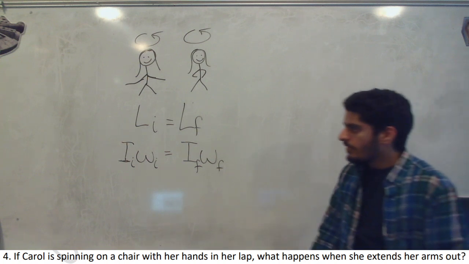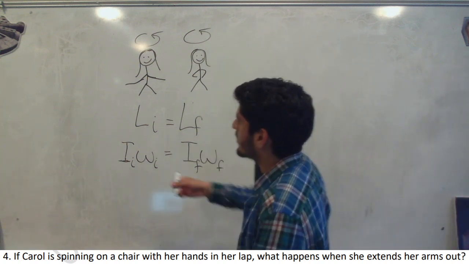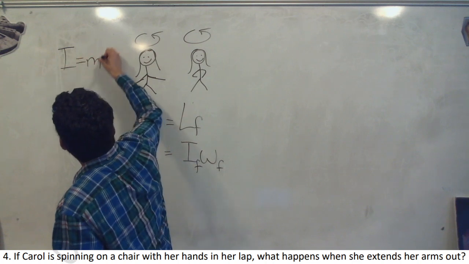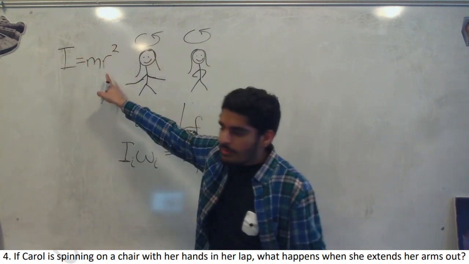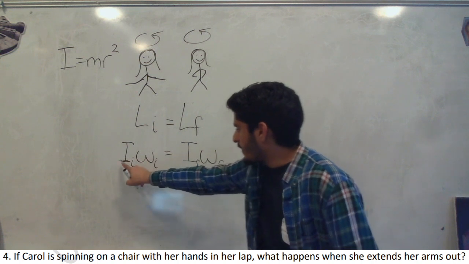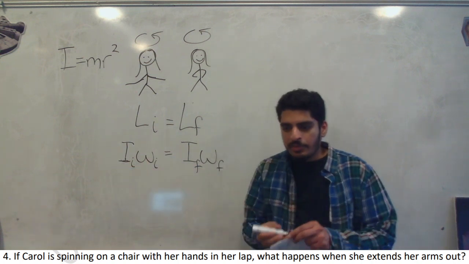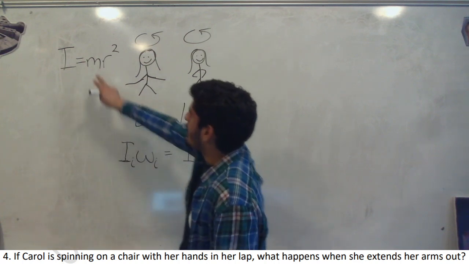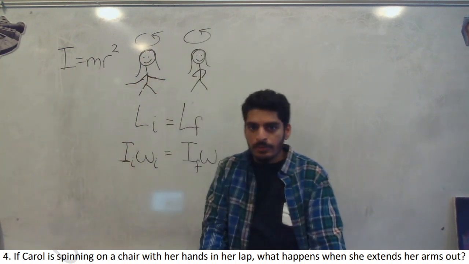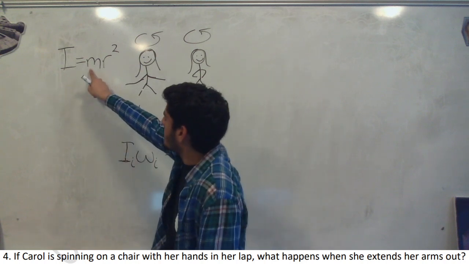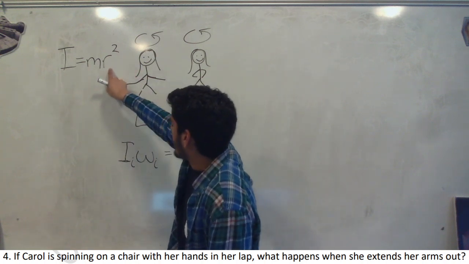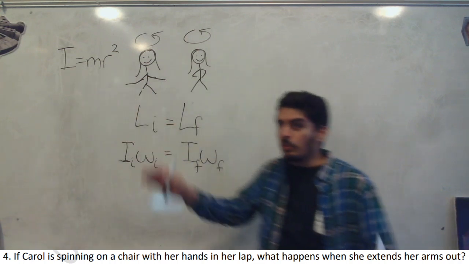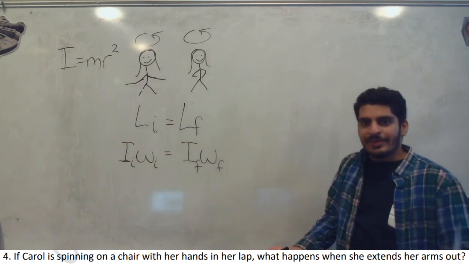If you wanted to, you could get more specific, because we already know that I is just equal to mr squared. So you could plug in mr squared for both I's. What you will notice is that the mass of Carol, or the mass of you, will never change. Your mass doesn't change, your radius can change, and your angular speed can change. Those are the two variables that are the most important when you're considering angular momentum.